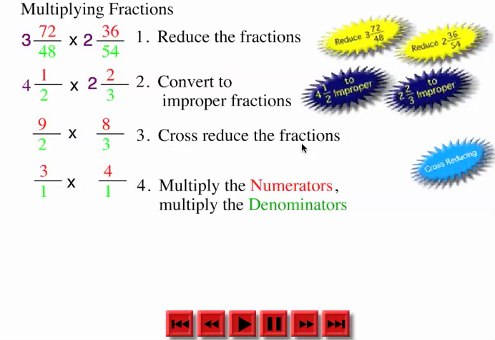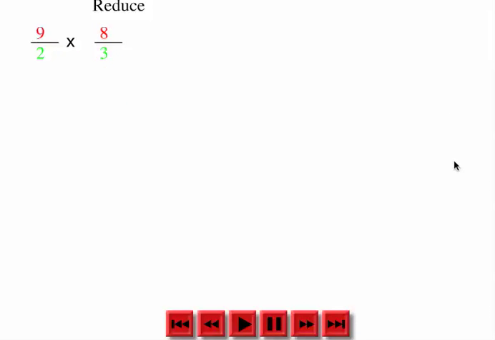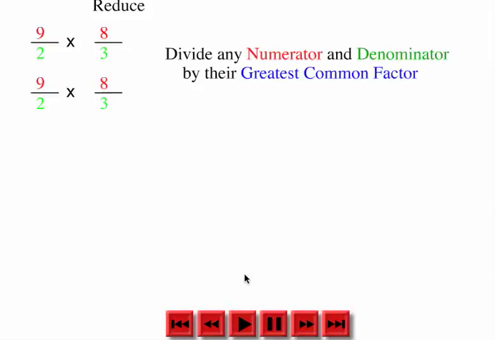Now I want to cross-reduce the fractions. Cross-reducing means we can reduce any top with any bottom. Okay, let's just go and see what that looks like. So we have 9/2 times 8/3. And so what we're going to do is we're dividing the 9 and the 3 by 3, we're reducing these, and we're reducing the 2 and the 8. Okay, so you can reduce any top with any bottom. So we get 3/1 times 4/1, and then that's it.